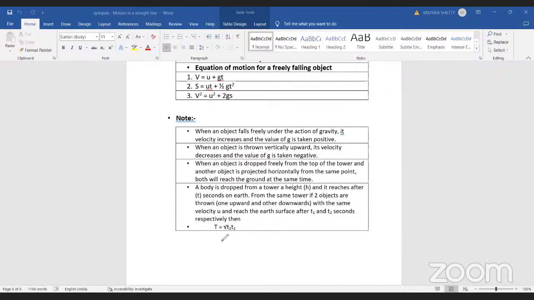Then one last formula: t is equal to under root of t1 into t2. A body is dropped from a tower of height h and reaches the earth after t seconds. From the same tower, a second object is thrown with velocity u, and the two reach the earth after t1 and t2 seconds respectively. Then the total time is given by t is equal to under root of t1 into t2. So when you throw the first object and then the second object, the total time interval can be calculated using under root of t1 into t2. Is it clear, everyone?